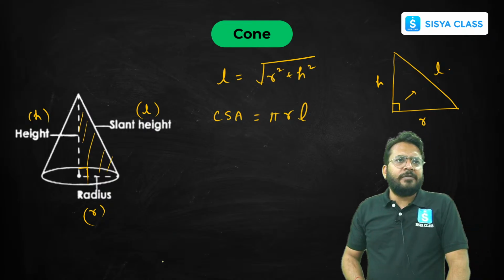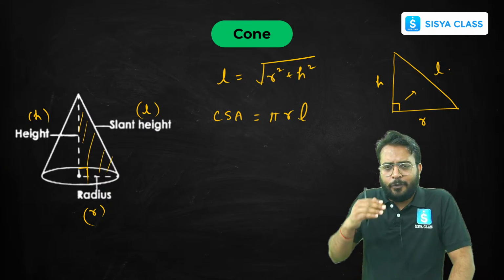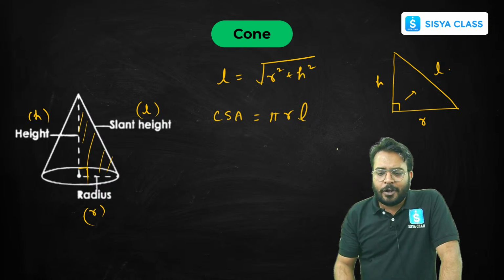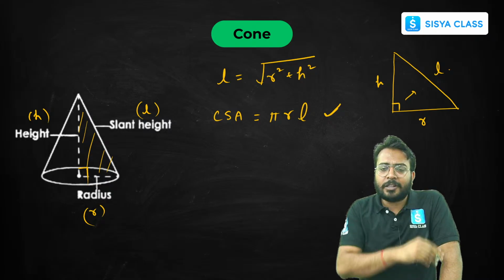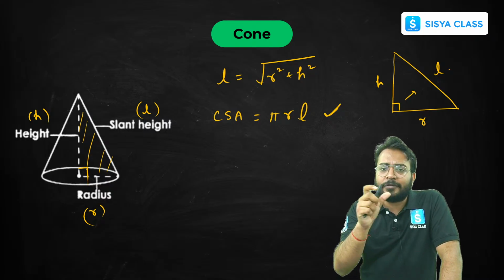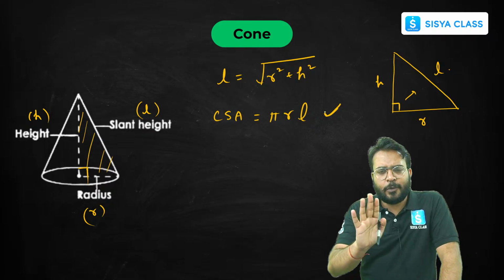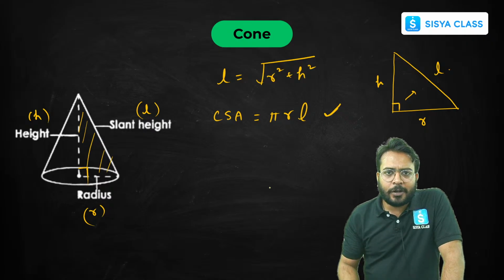Sir, how to derive this formula? This formula will be derived in your higher grade, when you use integration. When you learn integration, at that time you will be proving why the curved surface area of your cone is pi into R into L. So right now just remember that curved surface area of your cone is going to be pi into R into L.